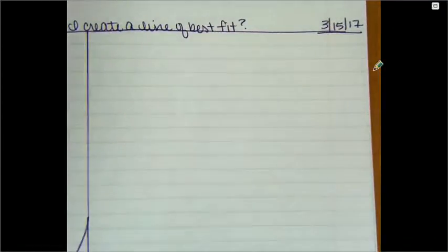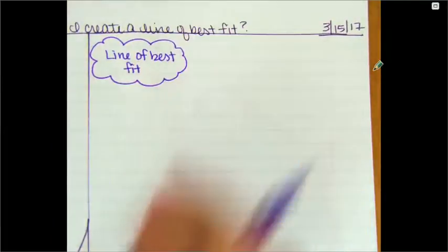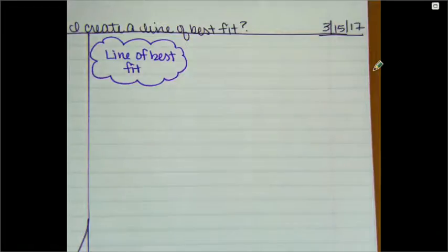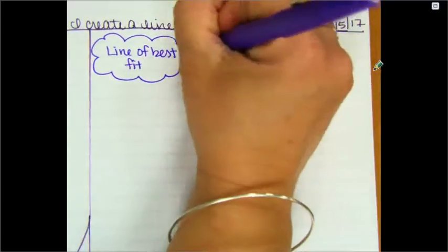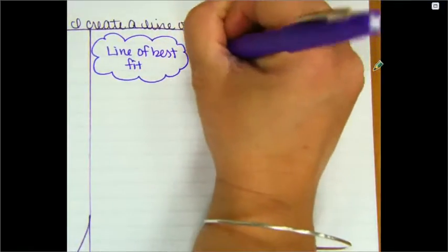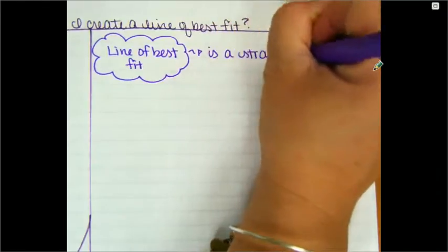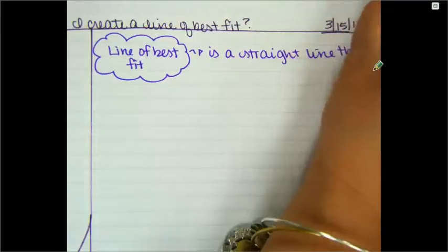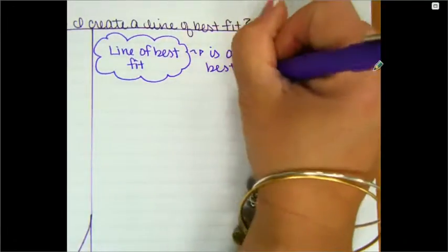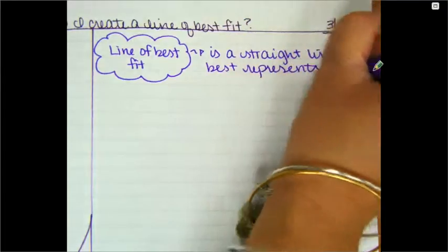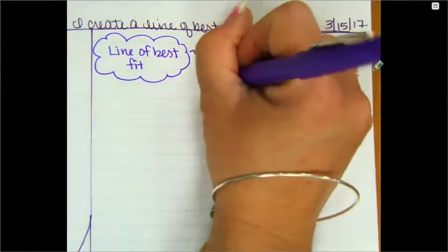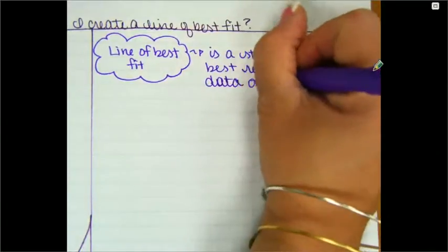First of all, let's figure out what a line of best fit is. It is a straight line that best represents the data on a scatter plot.